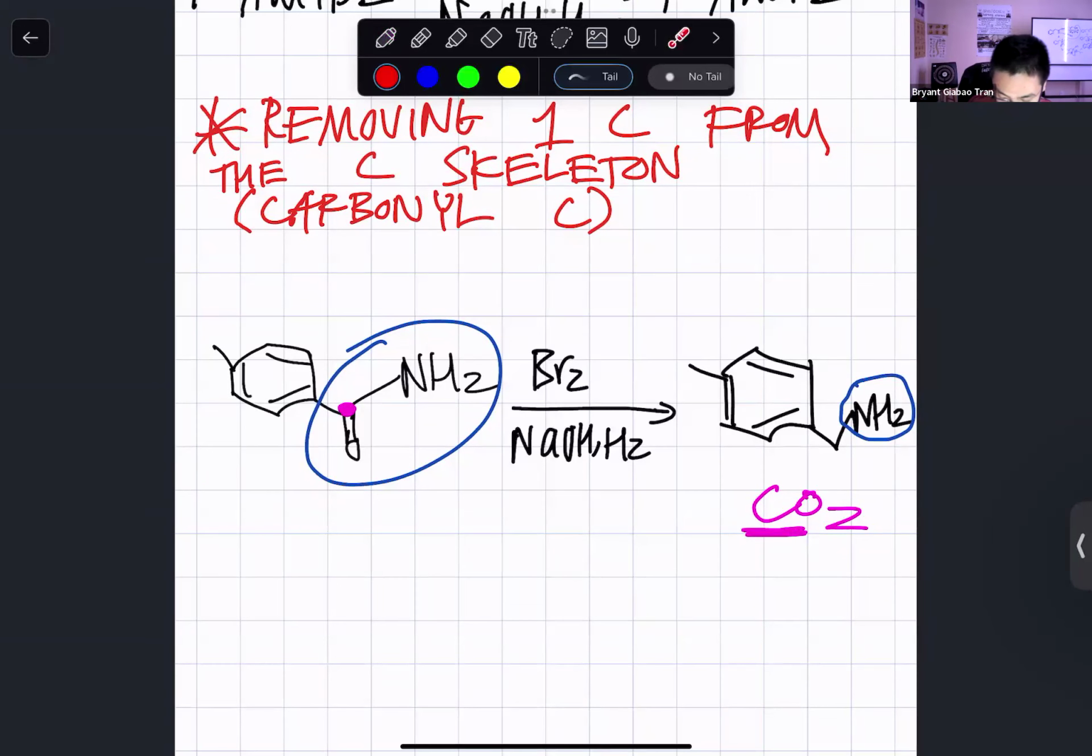So that might be a conceptual multiple choice question in Hofmann rearrangement. What happens to the molecule? Like what gets formed, which is a primary amine and carbon dioxide, right? The carbon dioxide carbon is the amide carbon here.